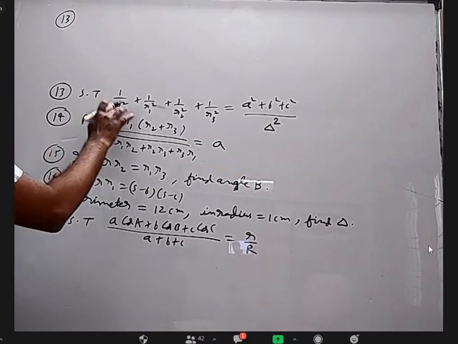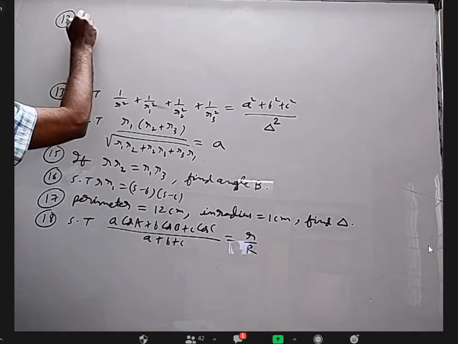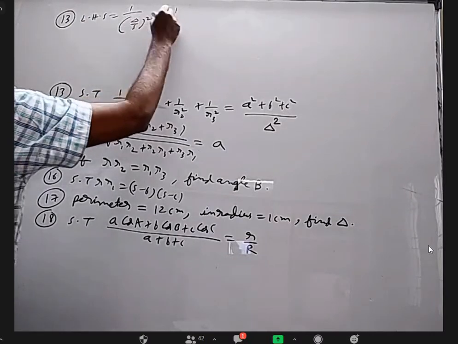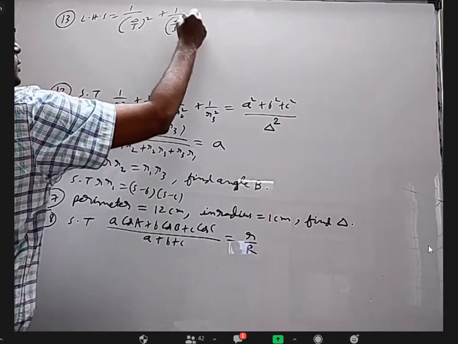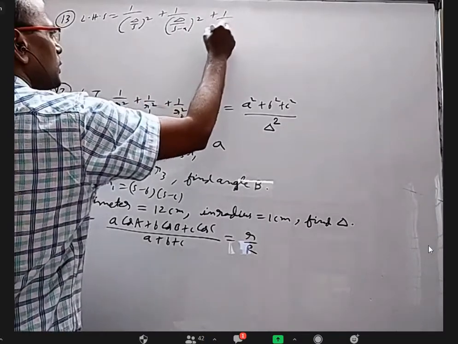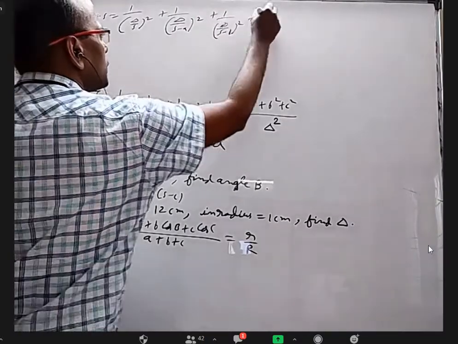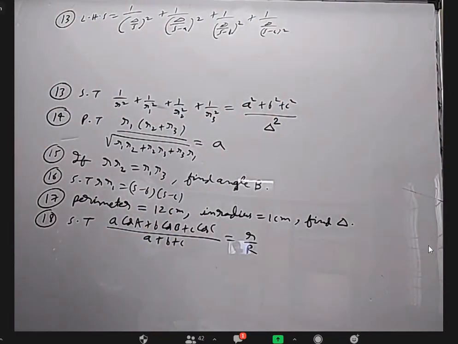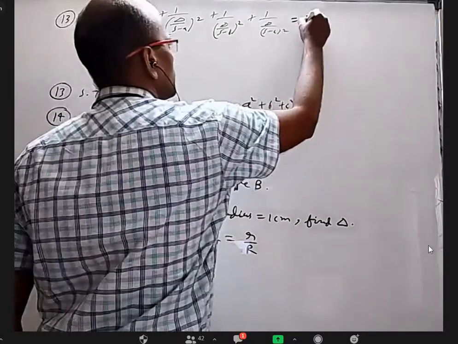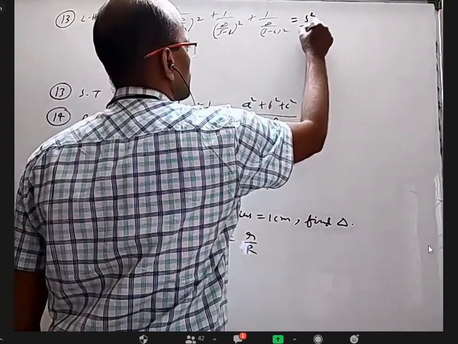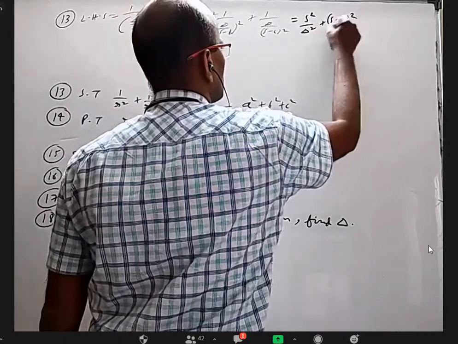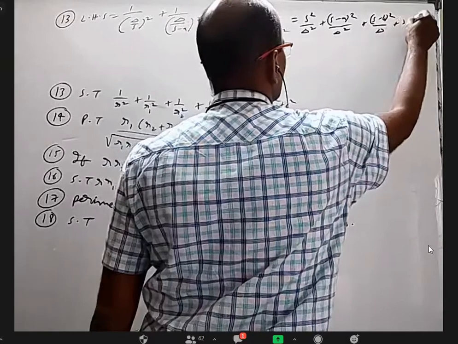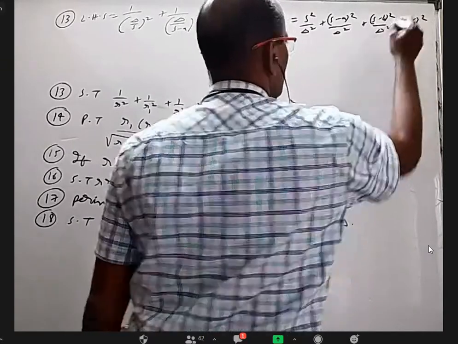Okay, 13th one also same formula is no difference. Start with LHS: 1 by delta by S whole square, 1 by delta by S minus A whole square, 1 by delta by S minus B whole square, and delta by S minus C whole square. That is S square by delta square, S minus A whole square by delta square, S minus B whole square by delta square, and S minus C whole square by delta square.